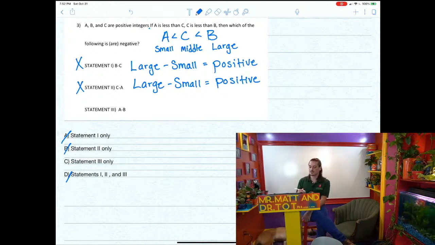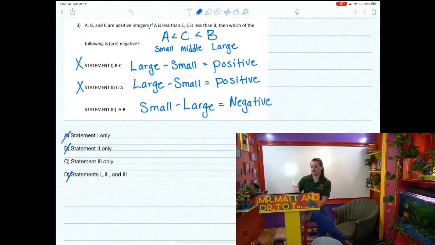So statement 3 says A minus B. Relative to A, B is large. So this is going to be the reverse of what we've been doing in statements 1 and 2. Now we're going to have a relatively small number minus a relatively large number. If you take a small number and subtract a large number, you have to get a negative result. So statement 3 is true, and your answer here is going to be C, statement 3 only.